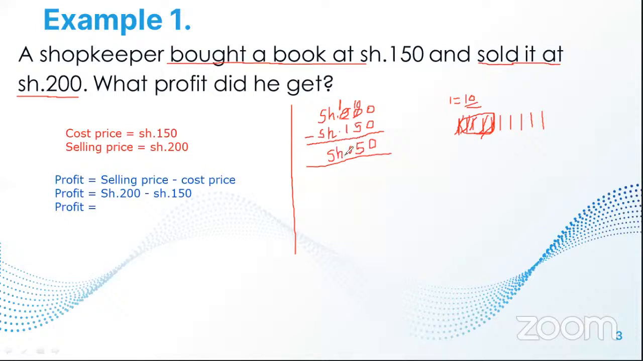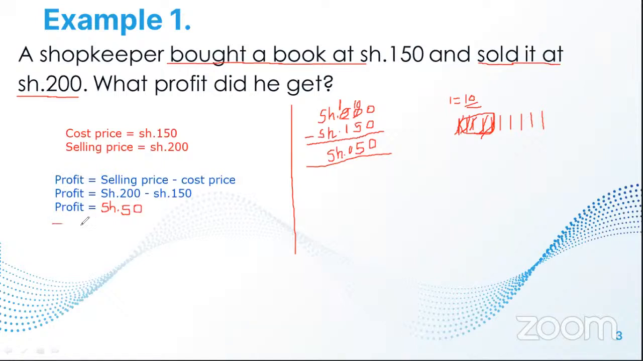So in this case, the money that we have got as our profit becomes only 50 shillings. Only 50 shillings. That is the profit.